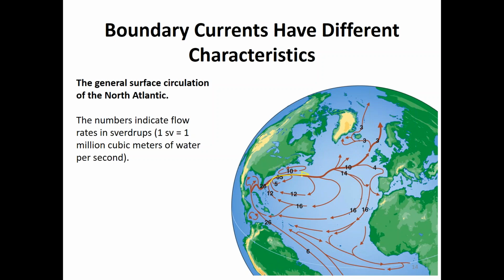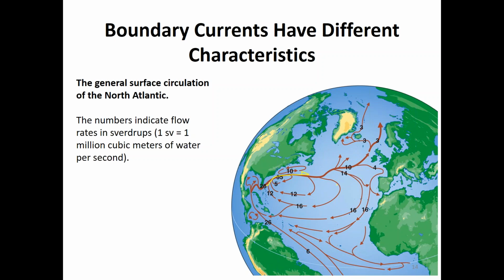Every second, 55 million cubic meters of water are flowing through it. Okay, so it's moving a lot of water, right? But you can see these, so that's the western boundary current. It's very well defined, very narrow, deep, swift, and warm.